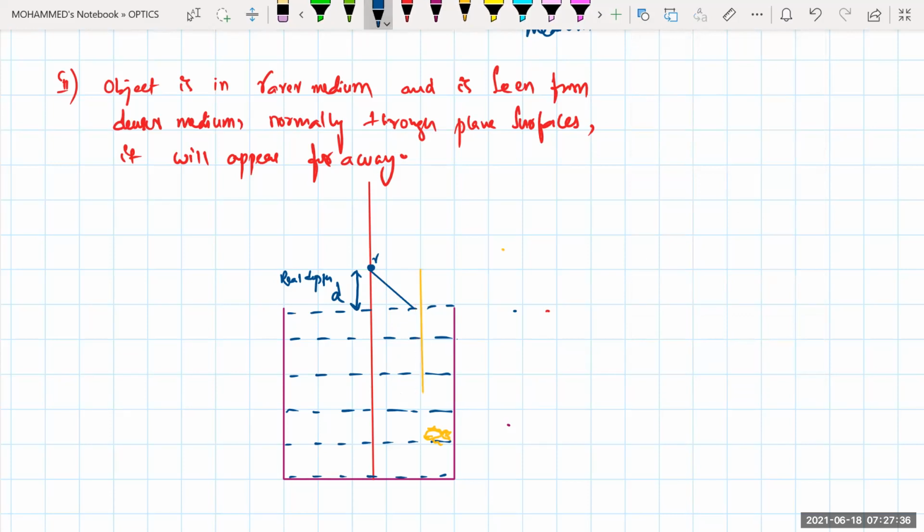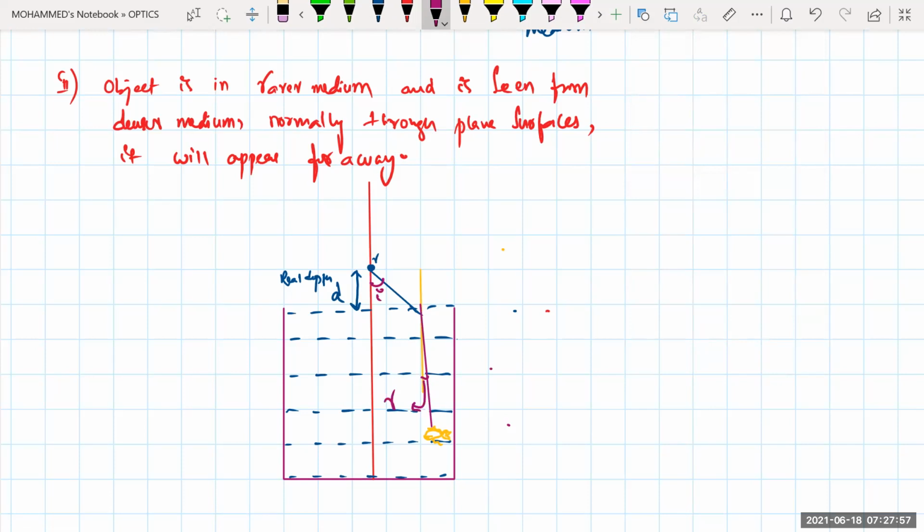This is a given condition. It bends towards the normal, like this. Now this bird, when it is seeing the fish, this will be the angle of incidence, I, and this will be the angle of refraction, that is nothing but R.